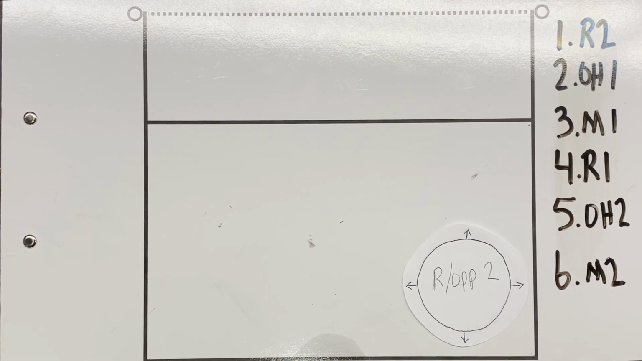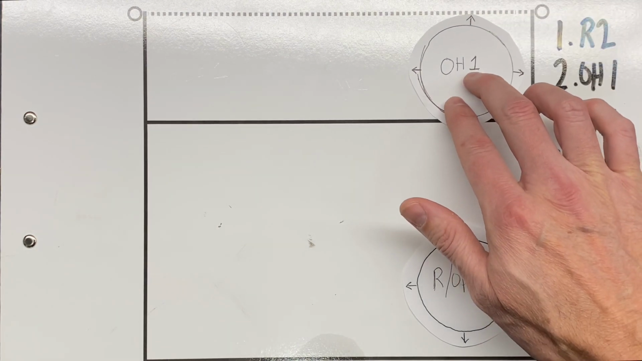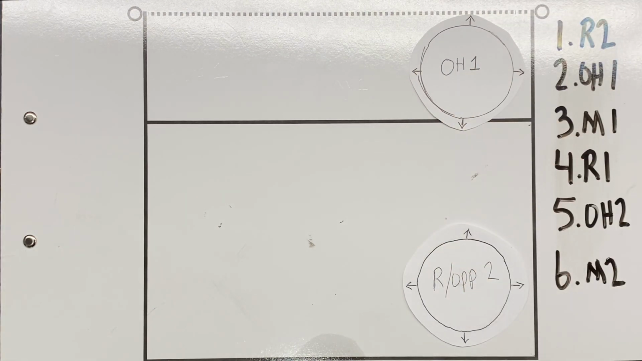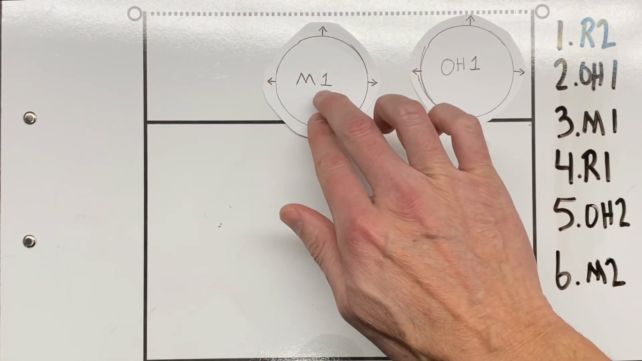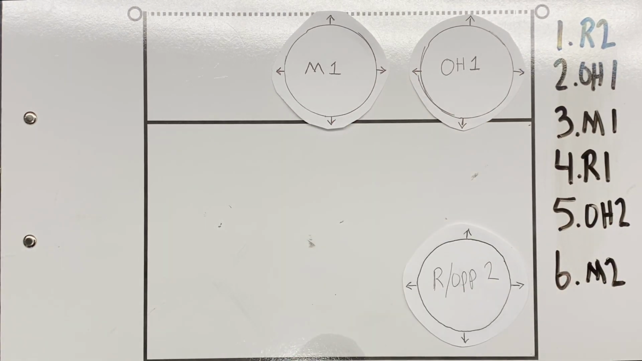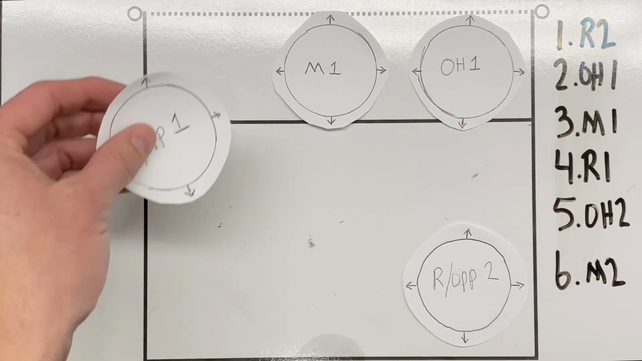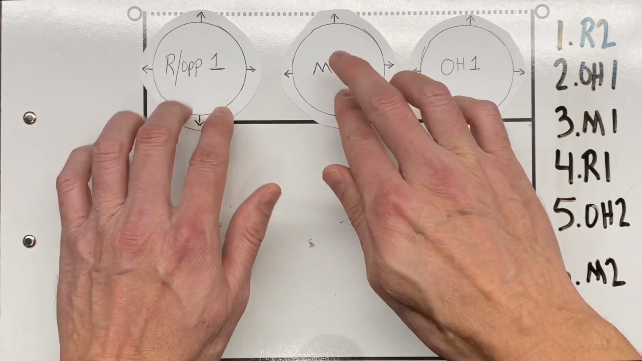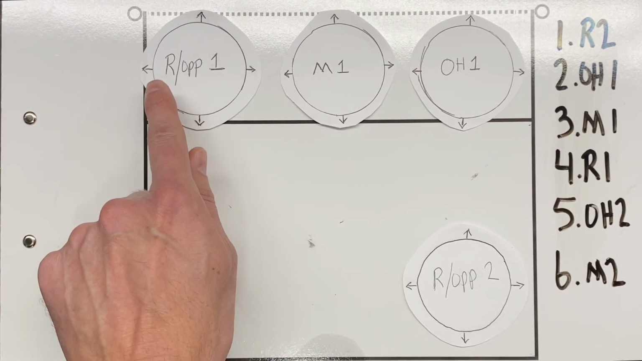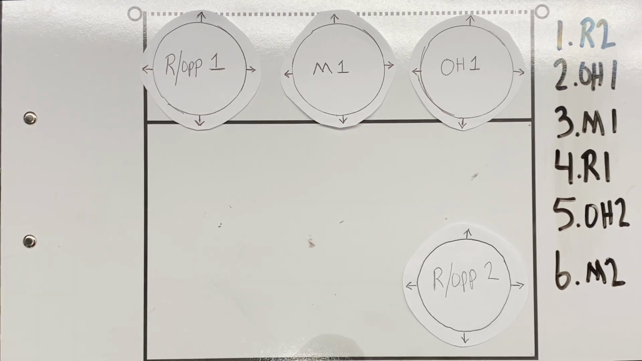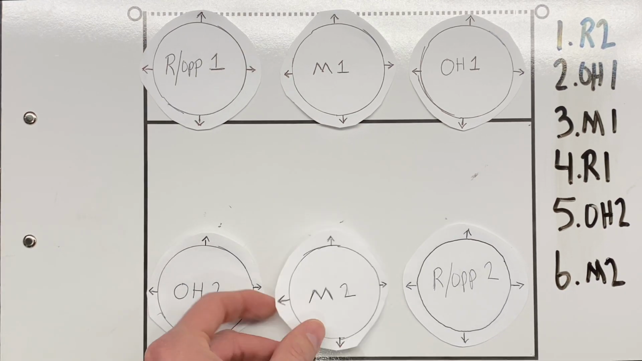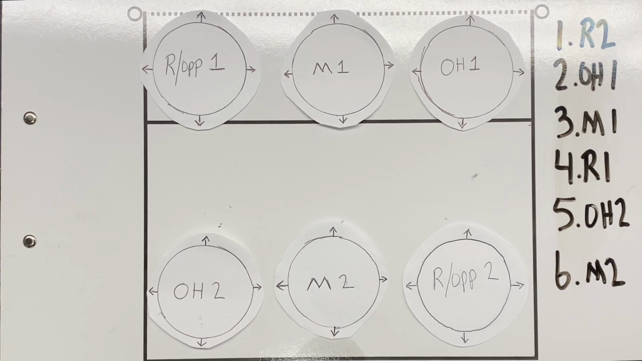Then we are going to have our first outside hitter. Okay, and then they're in the front row, so it's outside hitter number 1. Then we have our first middle, so middle number 1. Then we have our right side player who is in the front row, so they're our first attacker, so we're going to refer to them as right side or opposite number 1. Then we have our second outside player who is in the back row, and then we have our second middle player who is in the back row.